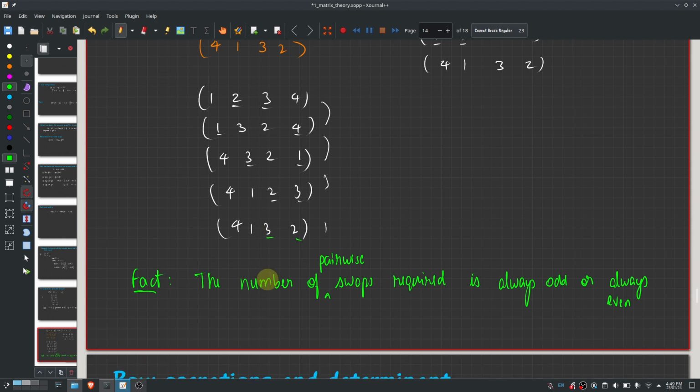So the number of pairwise swaps required is always odd or always even, and I'll define the sign of a permutation to be equal to +1 if it is even, and -1 if it is odd.